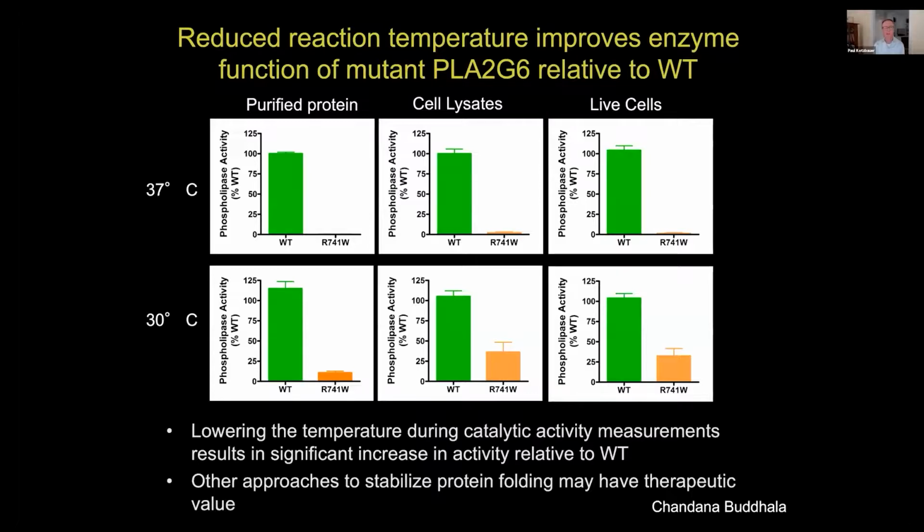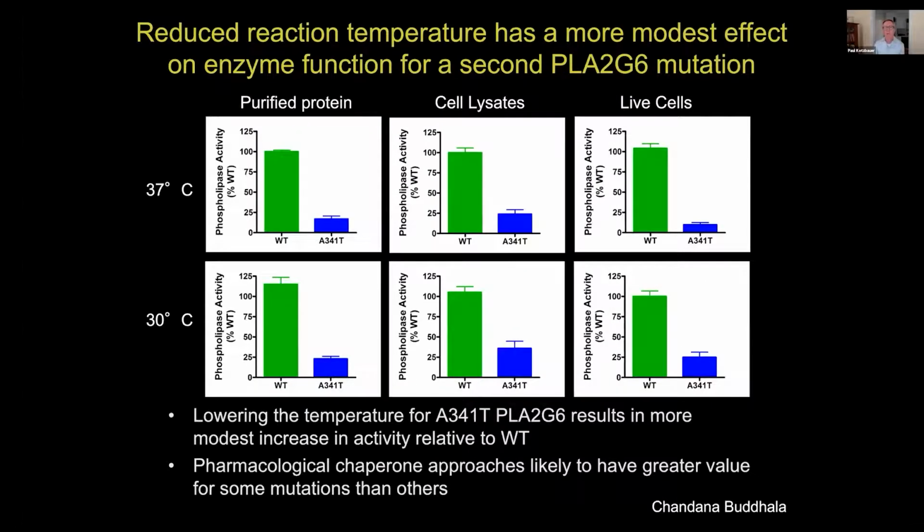Another observation that supports the approach, that there are ways to stabilize protein folding for these mutant proteins, is that a reduction in temperature, which reduces the stress on protein folding, also had an effect of enhancing the activity of this one mutant protein shown here, the R741W. So at 37 degrees, it has very little activity compared to wild type, but at 30 degrees relative to wild type, it has more activity in the different types of assays that we can run. Not as impressive for one other mutation, the A341T that I've been showing before, a small effect, but not quite as dramatic as what we saw for the R741W.